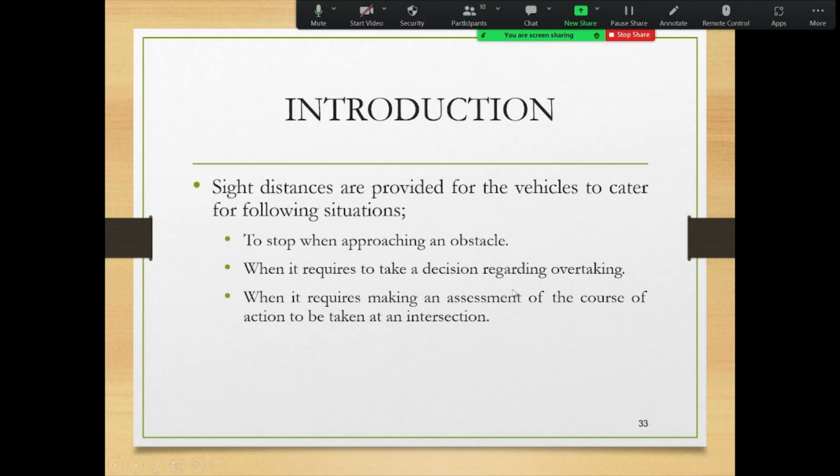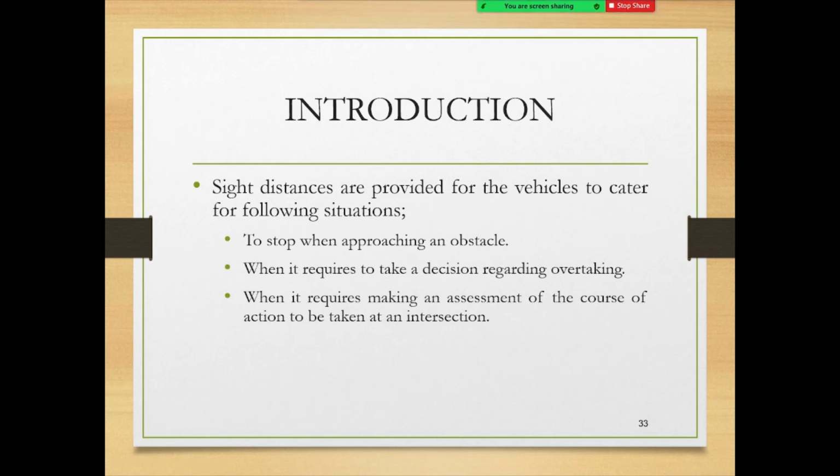And side distances are provided for vehicles to cater for the following situations. What are they? Why do we provide side distances? To stop when approaching an obstacle. Just think that you are driving on the road very nicely, listening to some Beatles song or something, and suddenly a little fellow jumps into the road following his ball. So you should be able to stop at once. Or sometimes you are traveling on the road and there is a person who has fallen on the road. So you should be able to apply the brake.